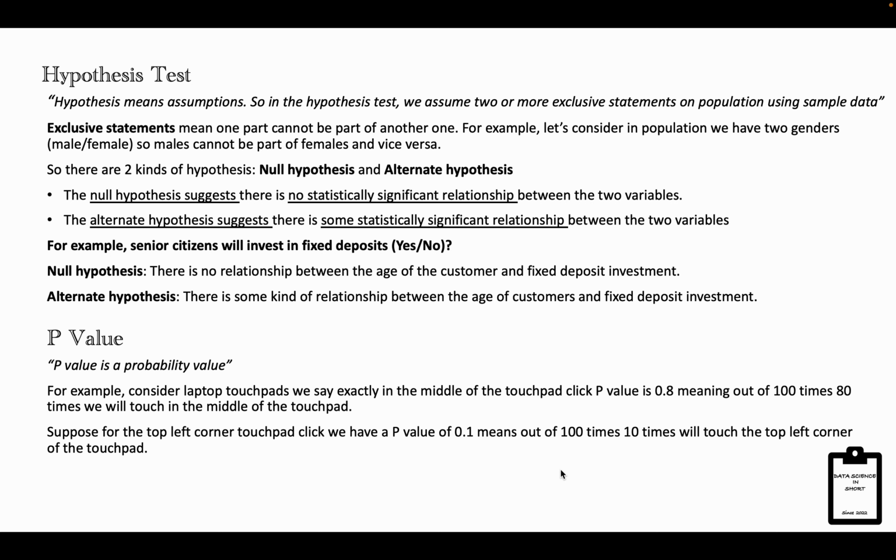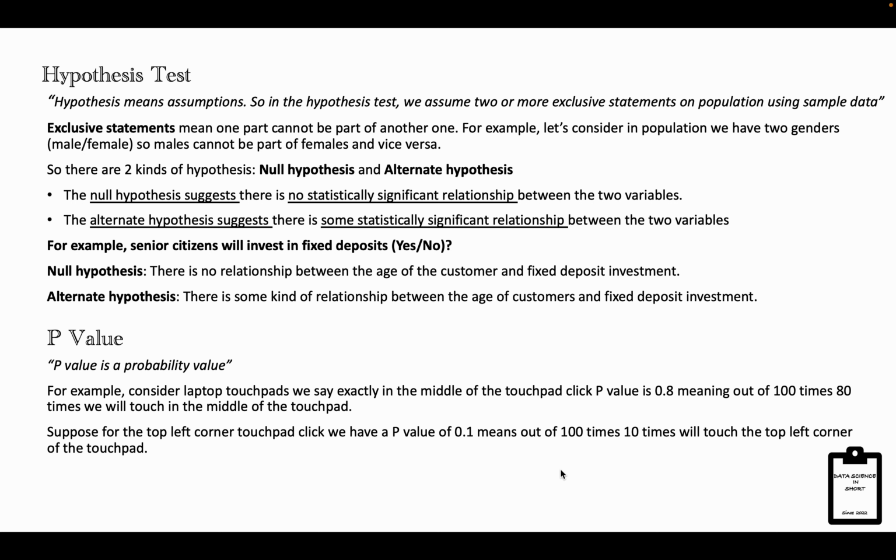For example, will a senior citizen invest in a fixed deposit, yes or no? Null hypothesis means there is no relationship. There is no relationship between the age of the customer and fixed deposit investment. Alternate hypothesis: there is some kind of relationship between the age of the customer and fixed deposit investment.